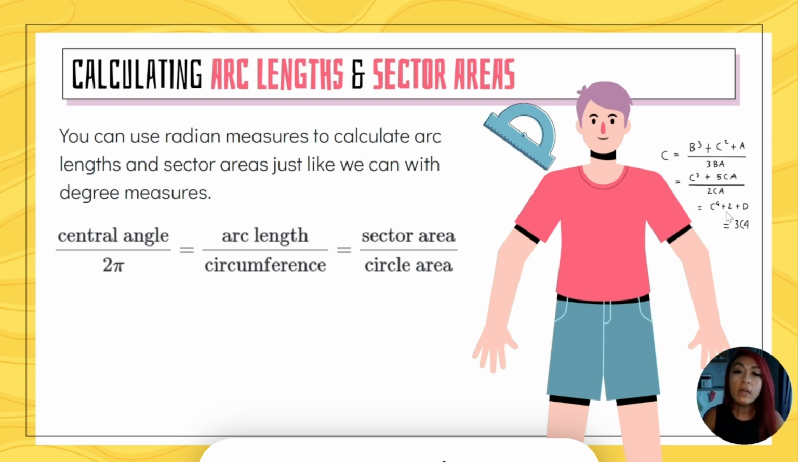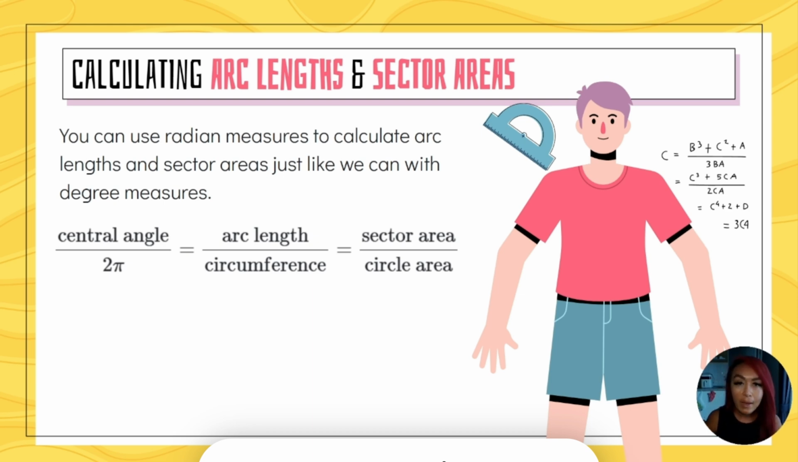We can use radian measures to calculate arc lengths and sector areas just like we can with degree measures. So the formulas are similar. The central angle over 2 pi equals the arc length over circumference, which is equal to the sector area over the circle area. So the central angle over 2 pi, right?